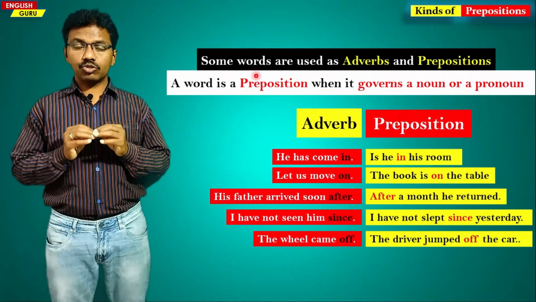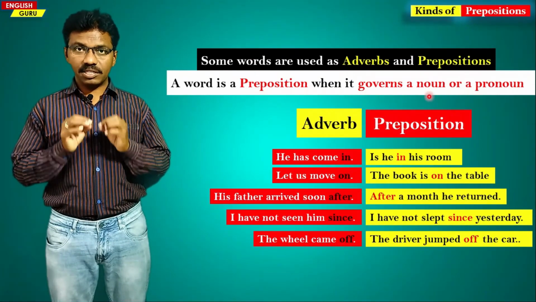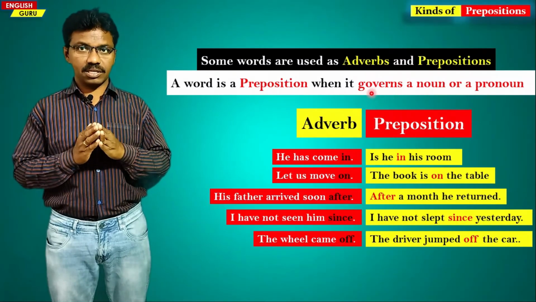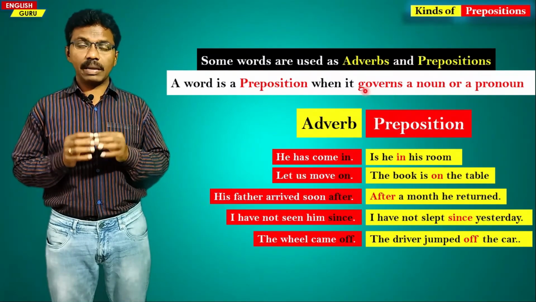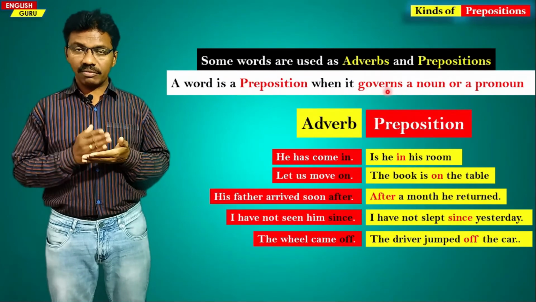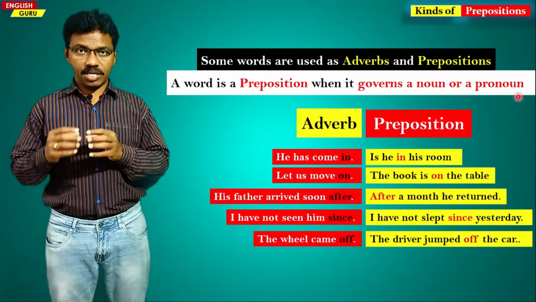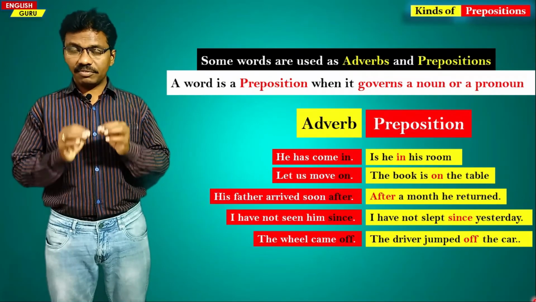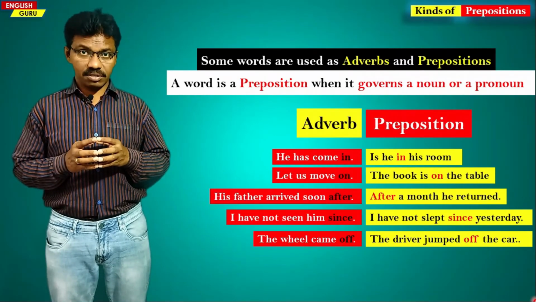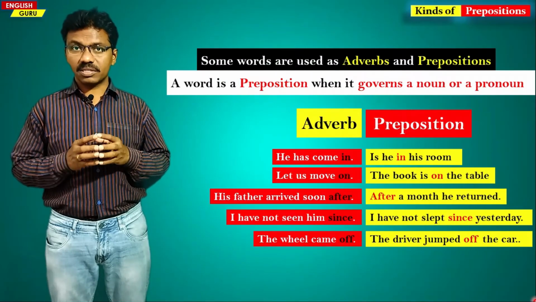So one has to be very careful while identifying a preposition in a sentence. The clue is that a preposition is always governed, ruled by a noun or a pronoun. That is the clue, and we have to remember it to identify a preposition in a sentence. So I believe that this video will certainly help you to understand preposition and kinds of preposition in a brief manner.